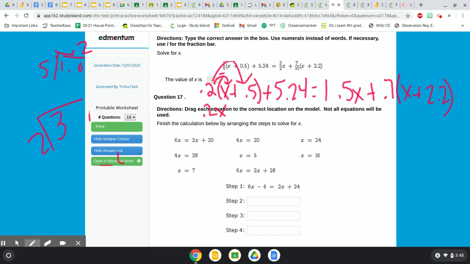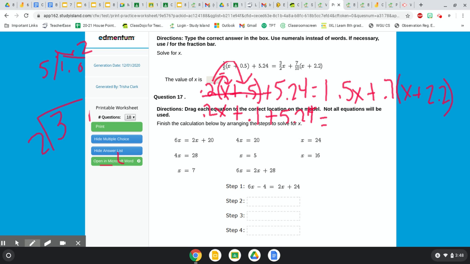0.2 times a positive 0.5, I know it's going to be positive, so I'm going to put that plus there. And that's going to give me 0.1. Still have that plus 5.24. I'm going to bring down equals, and I still have a distributive. I took care of this distributive property here, but I need to take care of this one over here as well.